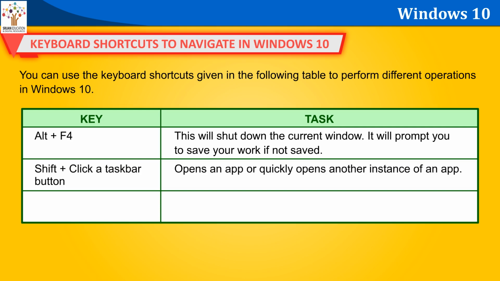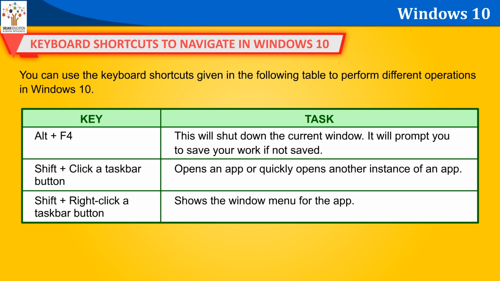Shift plus click a taskbar button. Opens an app or quickly opens another instance of an app. Shift plus right-click a taskbar button. Shows the window menu for the app.